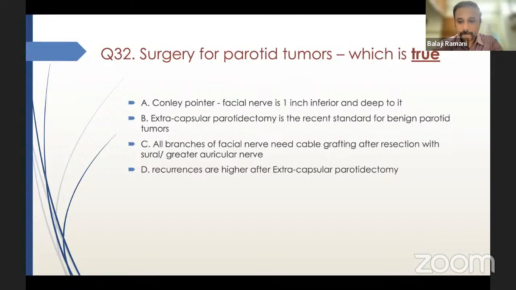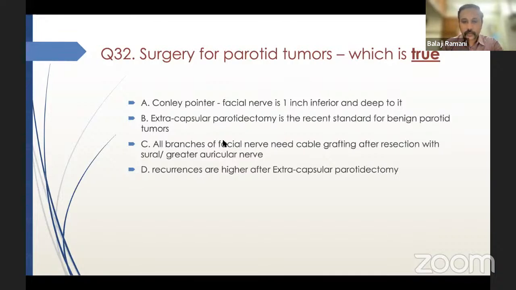B, B, A. Okay. Ankit is in a little bit of a hurry, I think. So is Praveen, Rachi. Come on, guys, you can't answer A. We just now saw that it is 1 centimeter, not 1 inch. Read the answers properly. Don't be in a hurry. On the pointer, the facial nerve is 1 centimeter, not 1 inch deep. It is 1 centimeter inferior and deep to it.